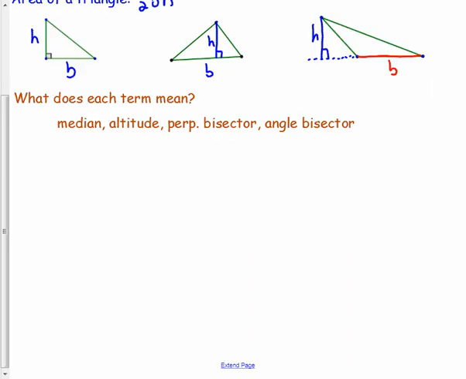Now that we have completed the 4 different relations that we're going to talk about with triangles, quick little review. Do you know what each term means? Median. Segment from the vertex to the opposite midpoint. Altitude. Segment from the vertex perpendicular to the opposite side. Perpendicular bisector. Perpendicular through the midpoint of a segment. Angle bisector. Divides an angle into 2 congruent angles.